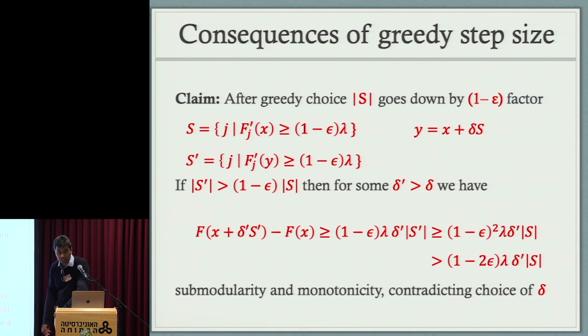Suppose S prime is not small. I'm getting a contradiction by assuming S prime is bigger. Suppose S prime is big, even after this greedy step size. Then my claim is that this delta was not optimal. I could have gone a little further. If I didn't go down, it means that I could have kept going. Why? Because of the slack of 1 minus 2 epsilon here and submodularity. It's hard to see the math here, but it's saying, if there were a lot of good coordinates which were still very good after the step, it means I could have gone a little further.